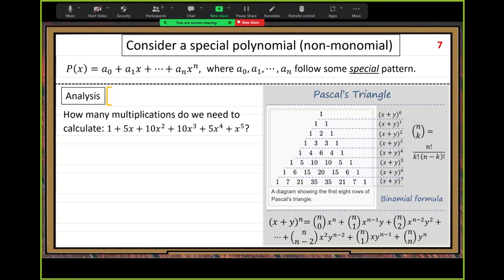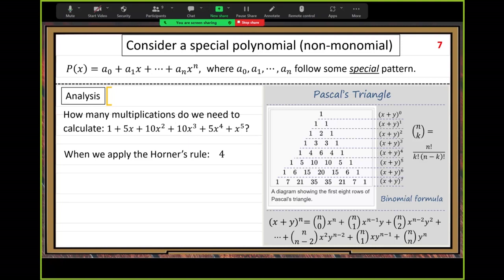4 or 5? Good, 4. Because the leading coefficient is 1, you can save one multiplication. You don't need the last multiplication, so it's 4. When we apply Horner's rule, we need 4 multiplications, without the leading coefficient, since it's just 1.